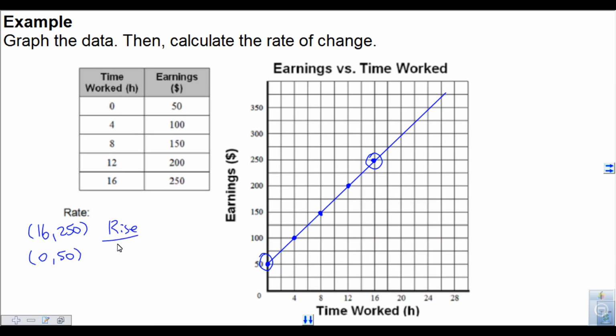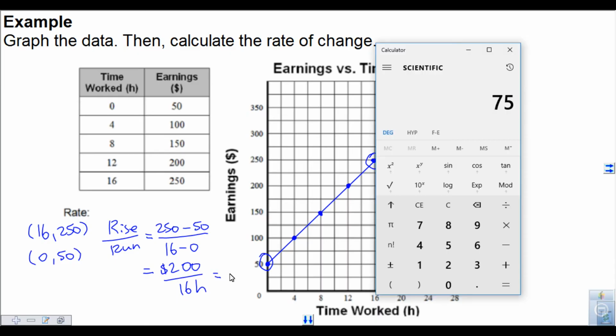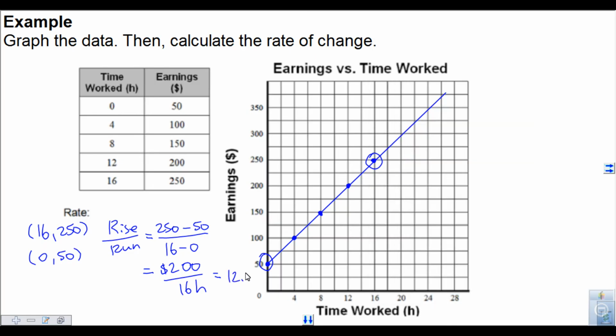So let's calculate rise over run. So 250 minus 50, so that's the difference in the y numbers, divided by the difference in the x numbers, so that's 16 take away 0. Well, that's 200 divided by 16, and that's dollars, and that's hours. So let's figure out what 200 divided by 16 is, and that's 12.5. So that's really $12.50, right, per hour.